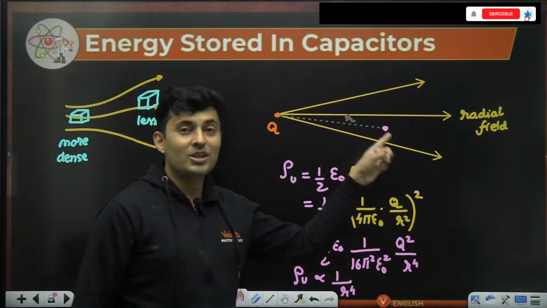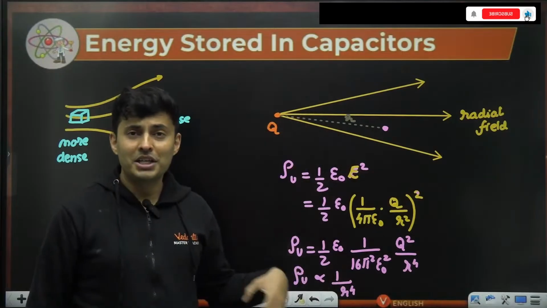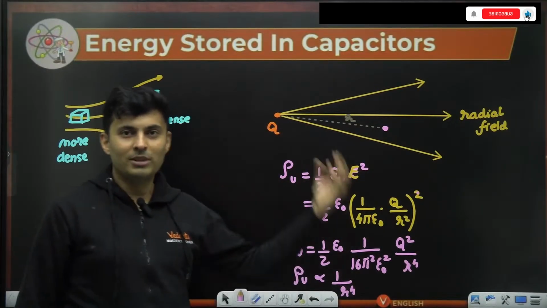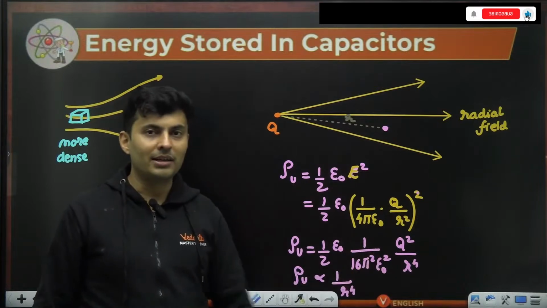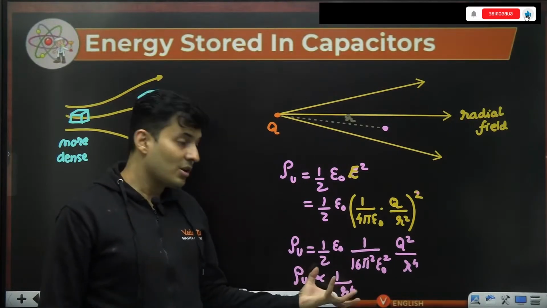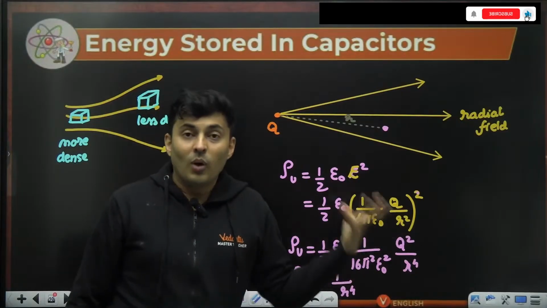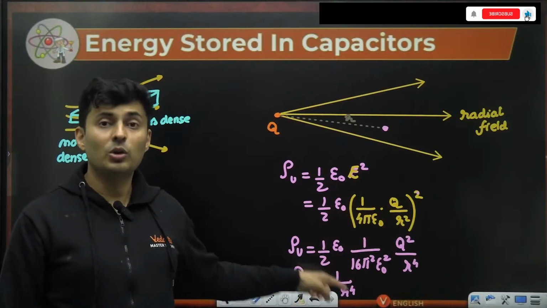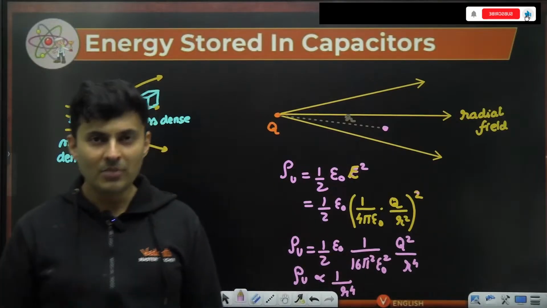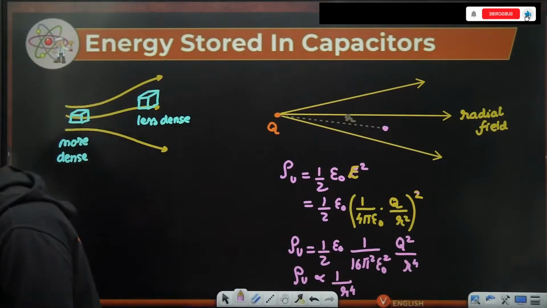Best part is the energy density is inversely proportional to r to the power 4. So as you're going away, the density of energy is inversely related to the fourth power of the distance, very rapidly decreasing. This kind of question was also asked in one of the previous years, where you have to figure out what was the power of the distance to which energy density is proportional for a point charge, right? I hope this is absolutely clear.